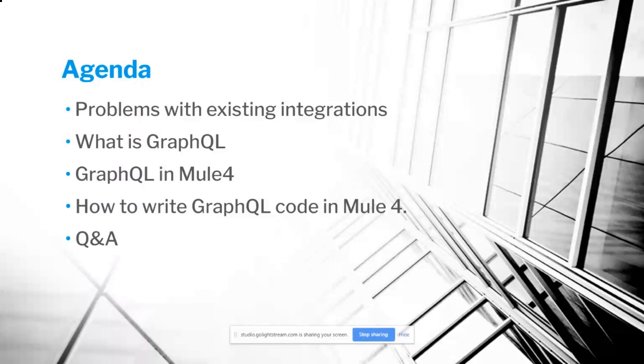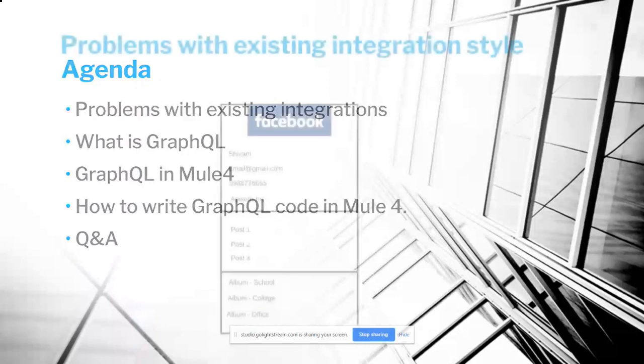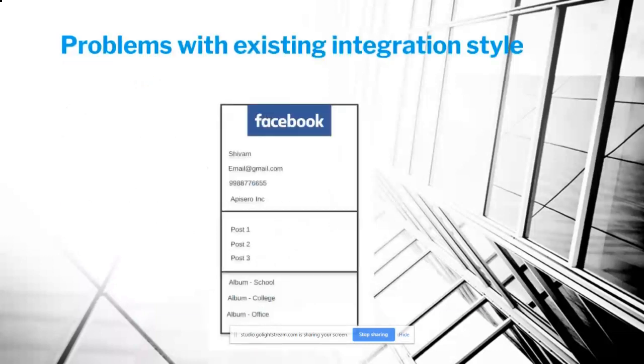I'll guide you through the code as well. So I'll take an example to explain the problems with the existing integration style. Let's say Facebook wants to create a page wherein you have three sections.